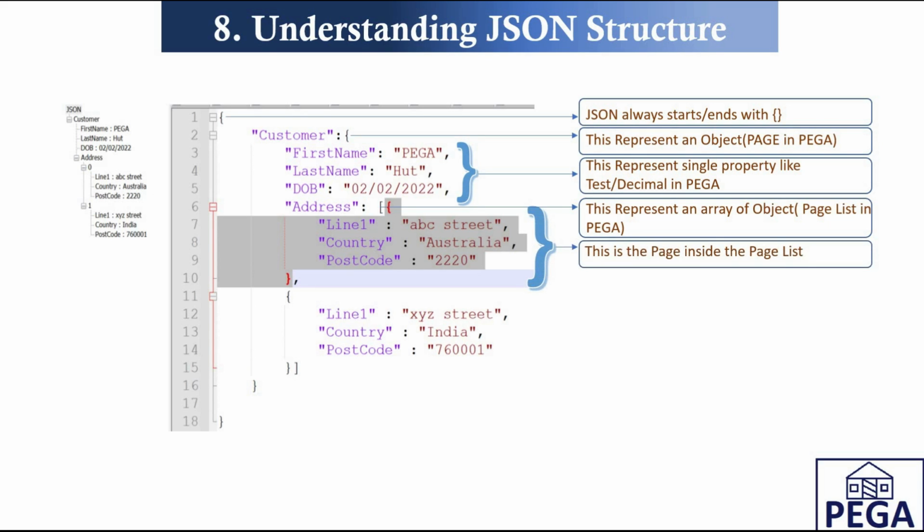So consider this curly braces as a single page for the address. This 3 is a page inside the page list of address. So address has 2 pages here. In address index 1 you got this line 1 ABC street, in address index 2 you got this line 1, line 2 and XYZ street. I hope this is clear.